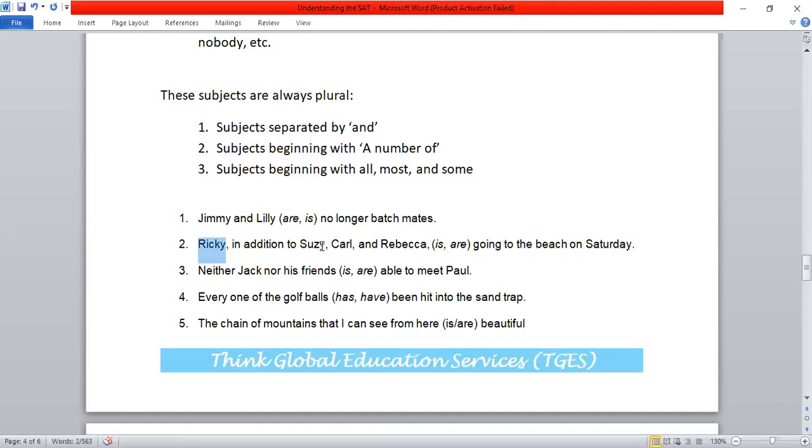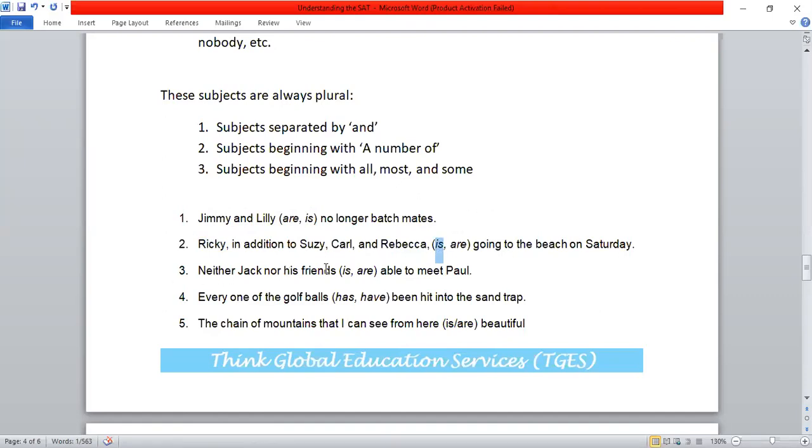Ricky, in addition to Susie, Carl, Rebecca. So I have so many people. "Is" or "are" going to the beach on Saturday. What do you think? So we're talking about Ricky. In addition, we have not used the word "and." We are saying "in addition to" all of these. So that means our subject is still Ricky. In addition to whoever, I don't care, but my subject is Ricky. So "is" going to the beach, not "are" going to the beach.